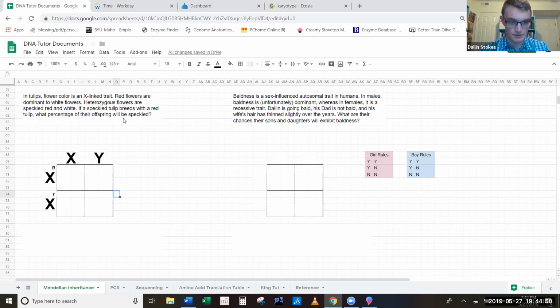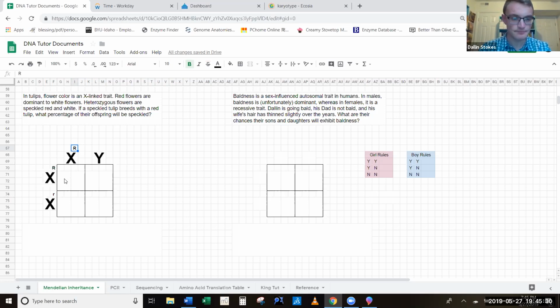Okay, a speckled tulip breeds with a red tulip. Now he's red, so we've got big R, and there isn't another R. Again, don't get mistaken in putting it on the Y chromosome. This is an X-linked trait. I am hammering that in because everyone does it every year. So I am hammering that in. Don't put it on the Y chromosome. The Y chromosome does not carry the flower color gene. Only the X does. So he only has 1 copy. And since he's red, it's a big R.